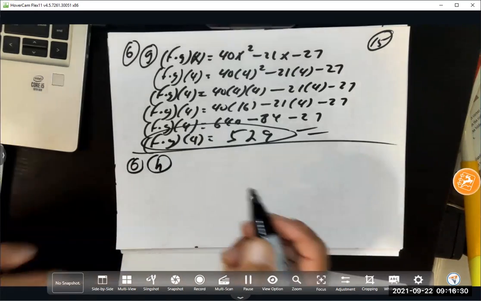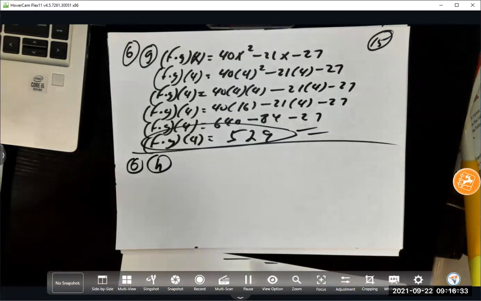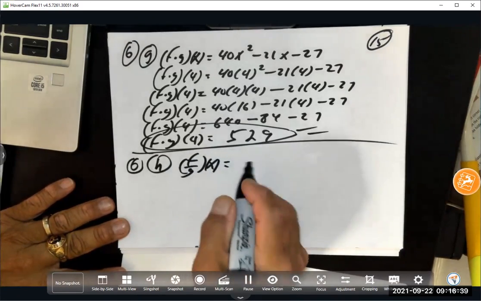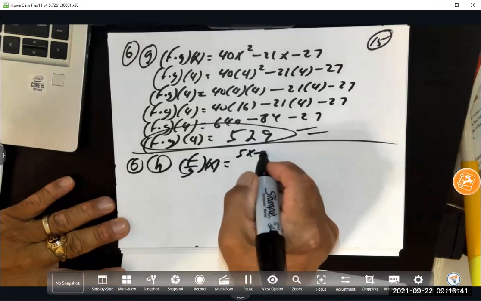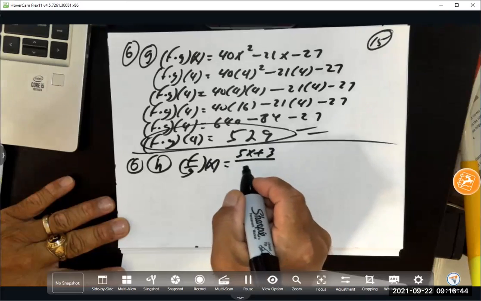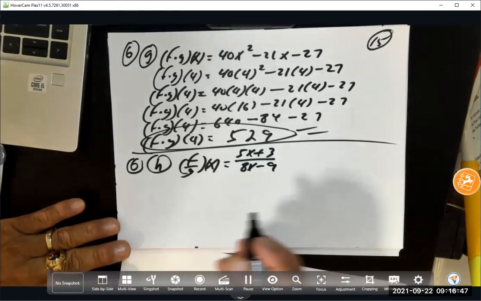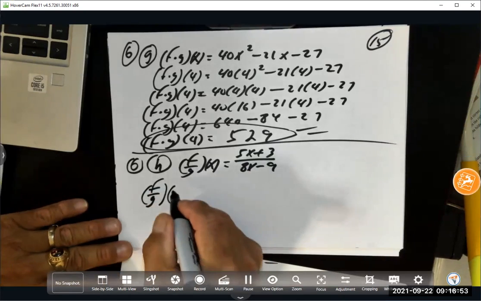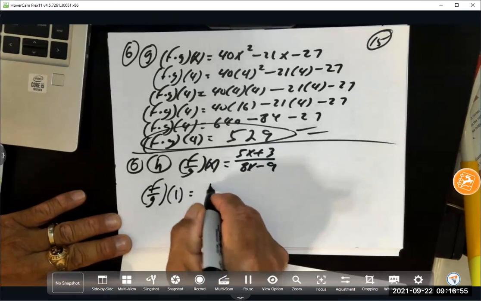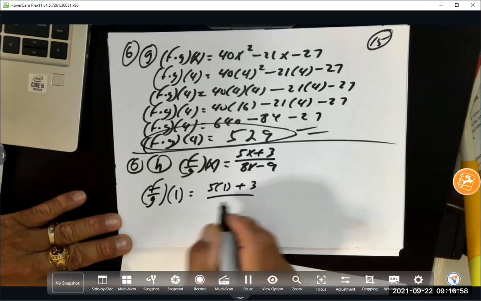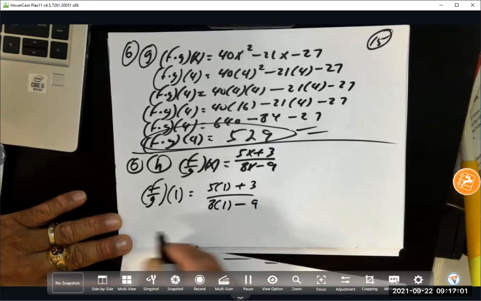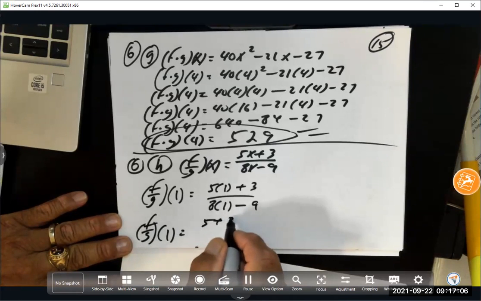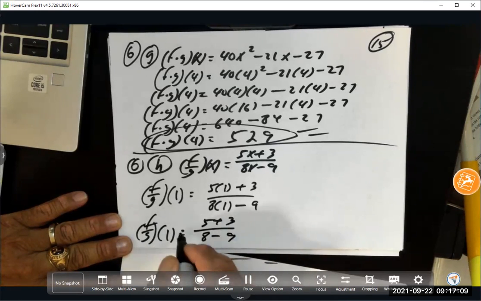6H. We'll get to the last one. A, B, C, D, F, G, H. 6H says if you have F over G of X, and earlier we did it, we ended up with 5x plus 3 on top of 8x minus 9. Okay, that's what we ended up with. So now this one's going to say, when I did it in my math lab, it says to find F over G of the number 1. So I'm going to put 5 times 1 plus 3 over 8 times 1 minus 9. So F over G of 1 is going to be 5 plus 3 on the top, 8 minus 9 on the bottom.